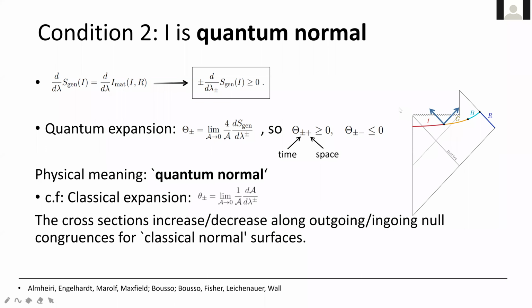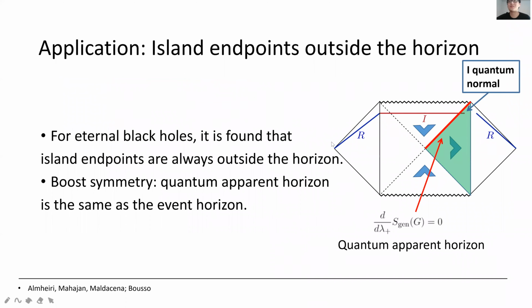Let's just go there. Actually, this is a very interesting application, I think. It is found that for eternal black holes, the islands are always outside the horizon. The reason is, well, it was initially noticed by this paper. There are actually other papers I didn't cite that also found this phenomenon. It's really just because of this condition too.